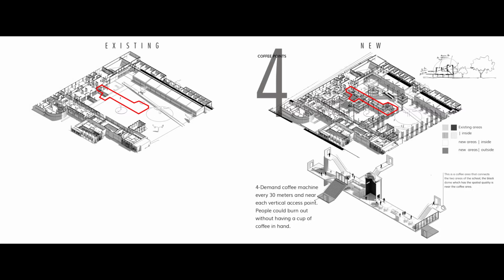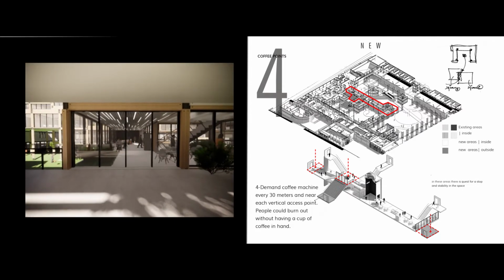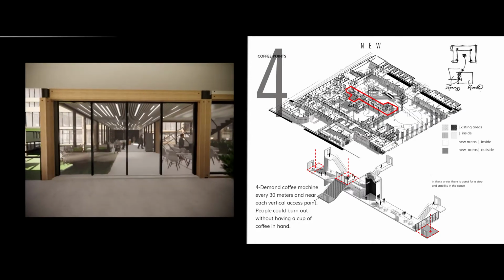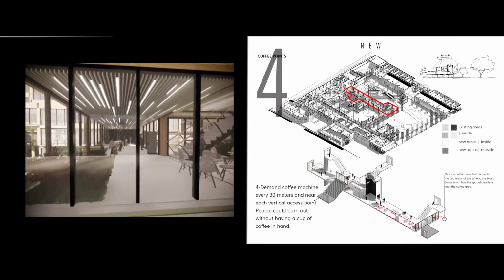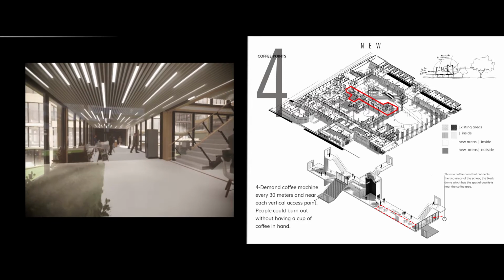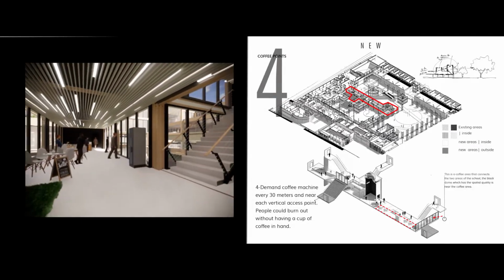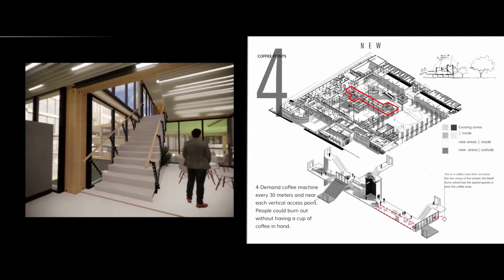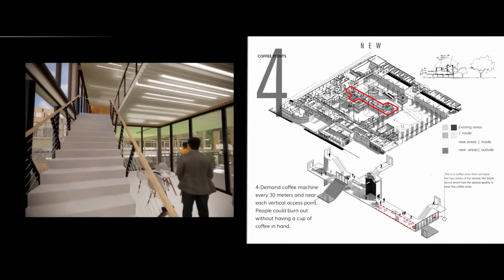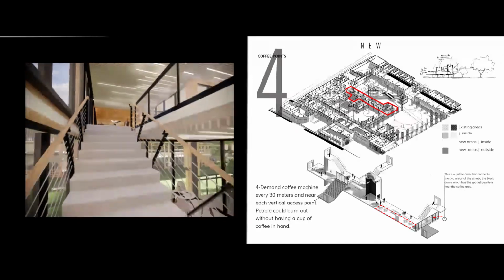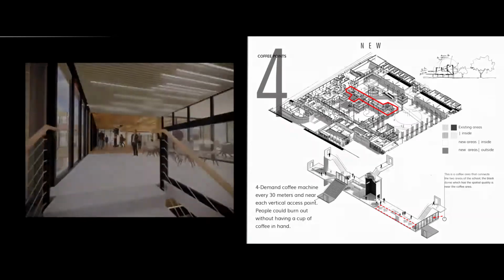Coffee points. Demand coffee machine every 30 meters and near each vertical access point. So here the idea is to create different platforms at different levels so people could pass through, and this could create events. At the same time I have the coffee shop near the Black Dome area, which we will see, and near the exhibition hall. So this path has the potential to converge people together.